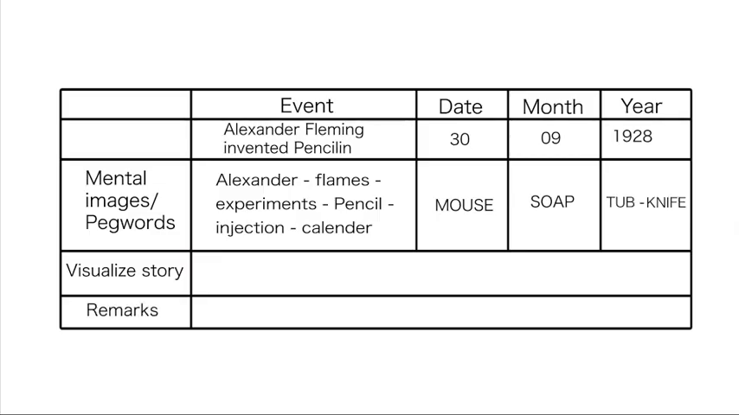Remarks: visualize in A, B and C. Apart from the earlier methods, there is one more option for you to remember history dates and numbers. Before we discuss that method, let's revise how to create peg words with phonetics. Let's take a look at some examples.